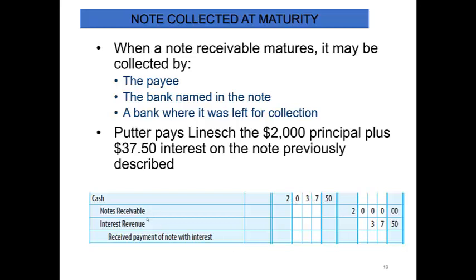So we're going to debit cash for the full amount of the principal and the interest, $2,037.50. And then in the credit, we're going to remove the notes receivable with the credit of $2,000 from the books. And then we will record the interest revenue of $37.50. So remember, revenues are always on the credit side. And another thing to remember is that the notes receivable itself will always be for a principal amount. It won't ever have any interest included in it when you're debiting or crediting it.